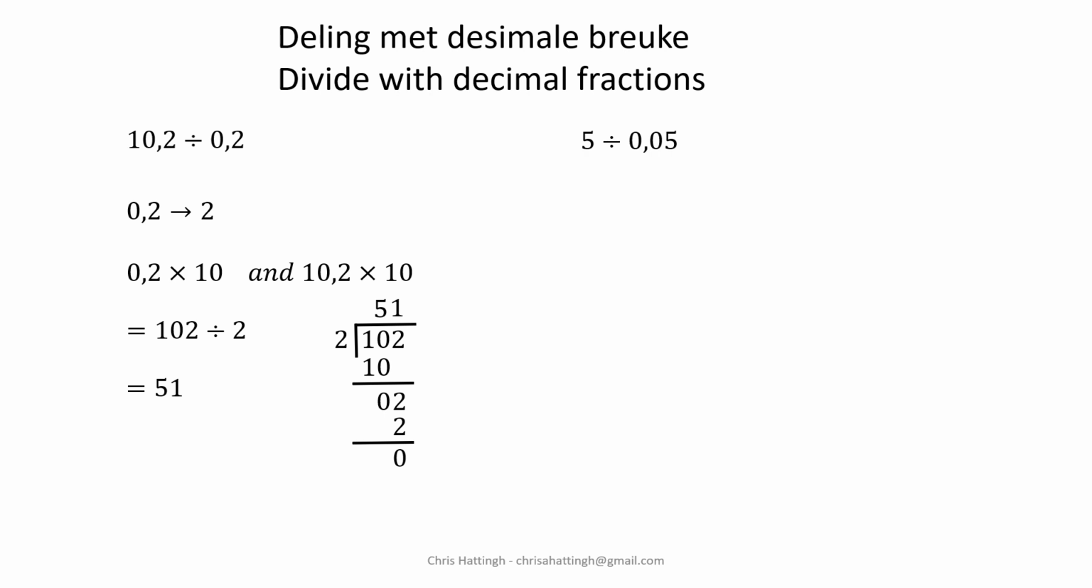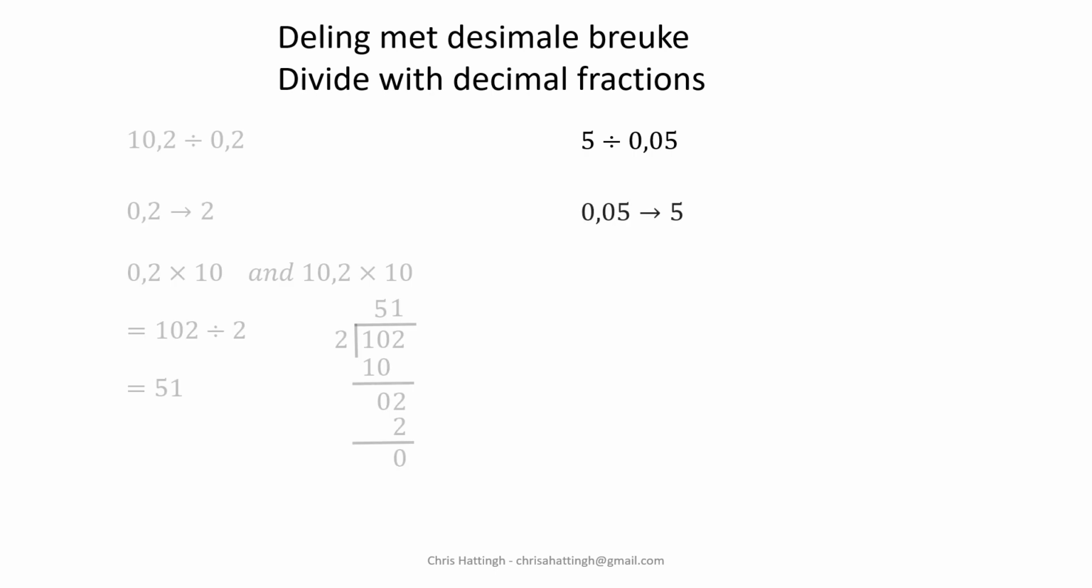The second example, you need to convert the 0,05 to a whole number. So what you're going to do is you're going to multiply it. You need to move it two decimal places. You're going to multiply it by 100. What you do to the 0,05, you need to do to the 5 as well. So your new problem will be 500 divided by 5, and that gives you 100.